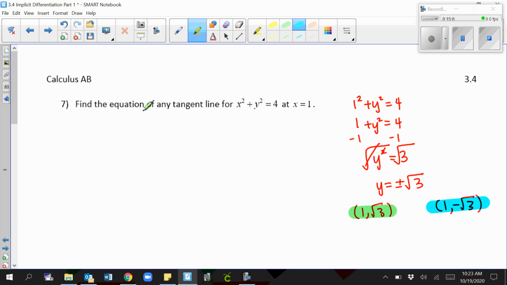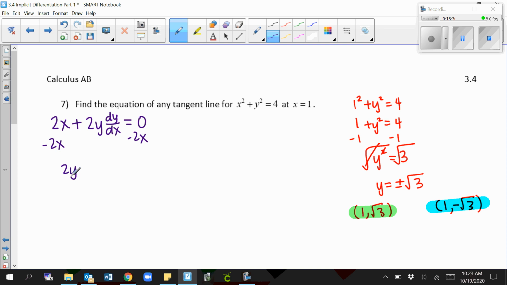So now let's find our derivative so we can find the slope for those tangent lines. So I'm going to come and do that in purple over here. So if I've got x squared, the derivative of that is 2x plus, well, y squared, the derivative of that is 2y, and then I've got to put a dy dx on the end, and it equals 0. So I'm going to subtract my 2x from both sides. So 2y dy over dx is equal to a negative 2x. And then I'm going to divide both sides by 2y. So dy over dx is equal to, those 2's cancel out, a negative x over y.